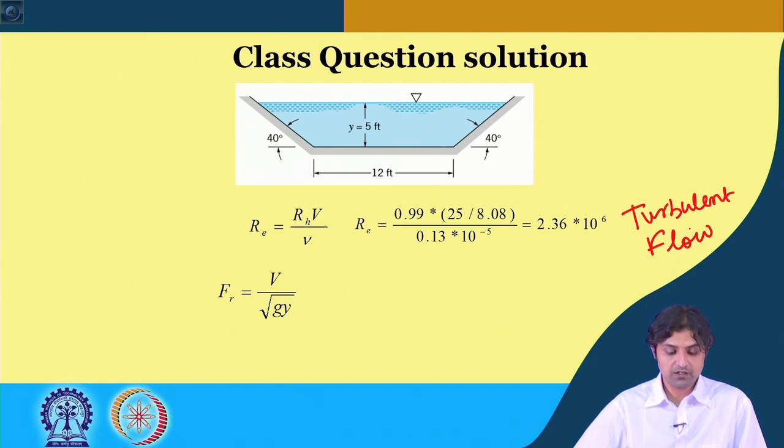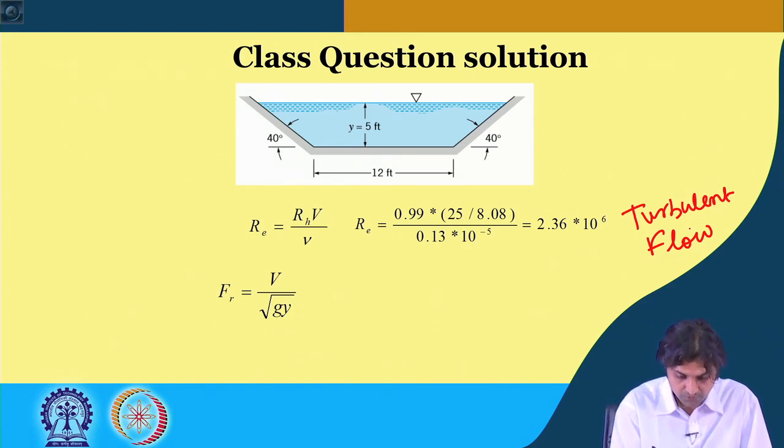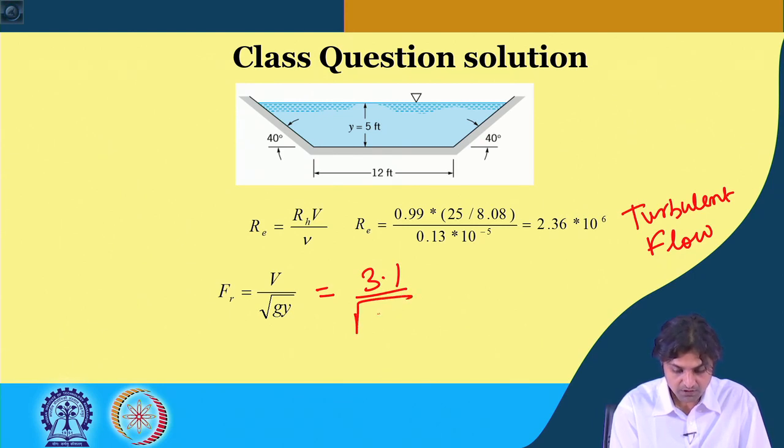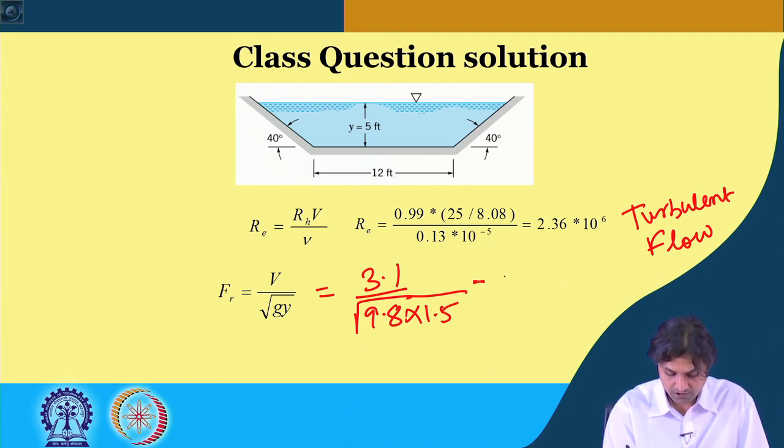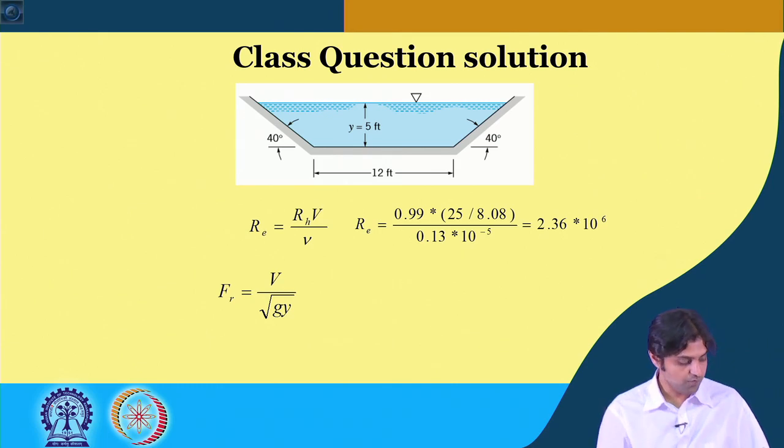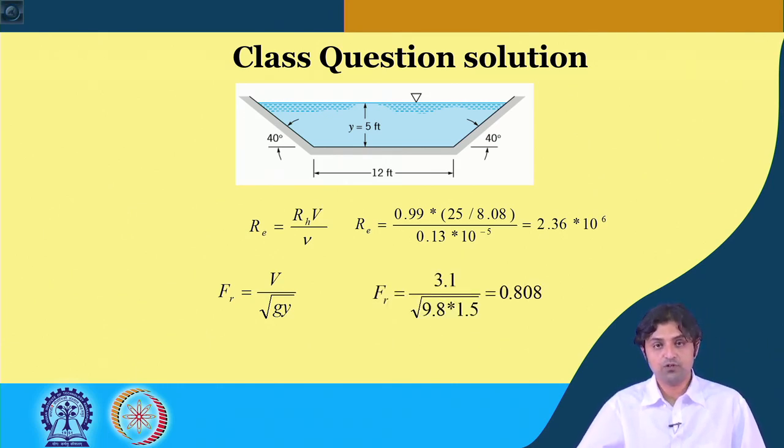Froude number is V by under root g y, where y is the depth. V we already know, we have calculated 25 by 8.08, which is 3.1, divided by under root 9.8 into y, the water depth. 5 feet comes out to be 1.5 meter, and this comes out to be 0.808. So, it will be a subcritical flow. Anyways, I have put it also in the slides. So, it is 3.1 divided by under root 9.8 into 1.5, that is 0.808.